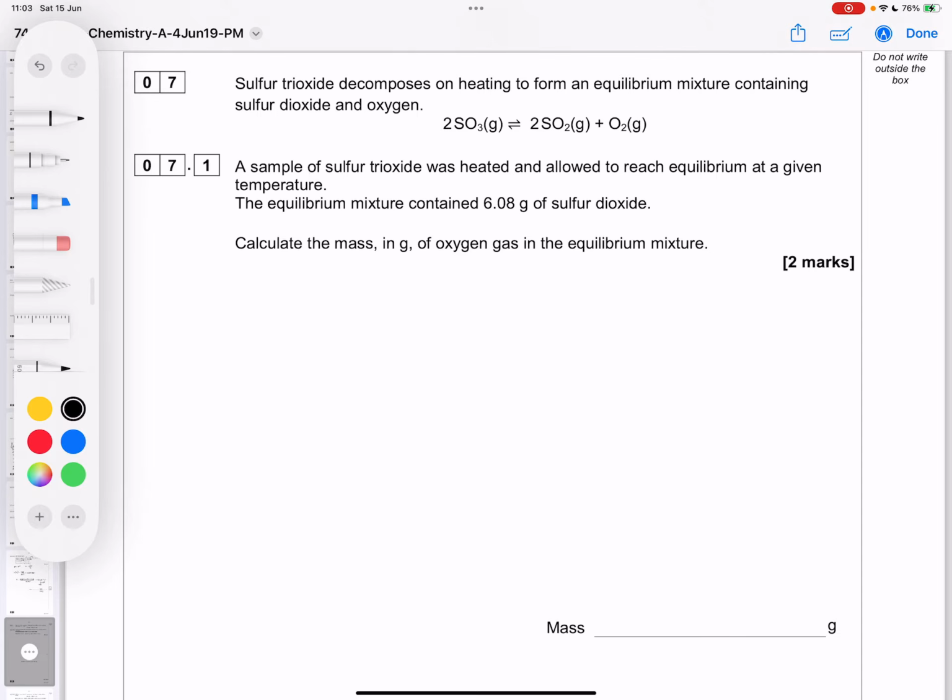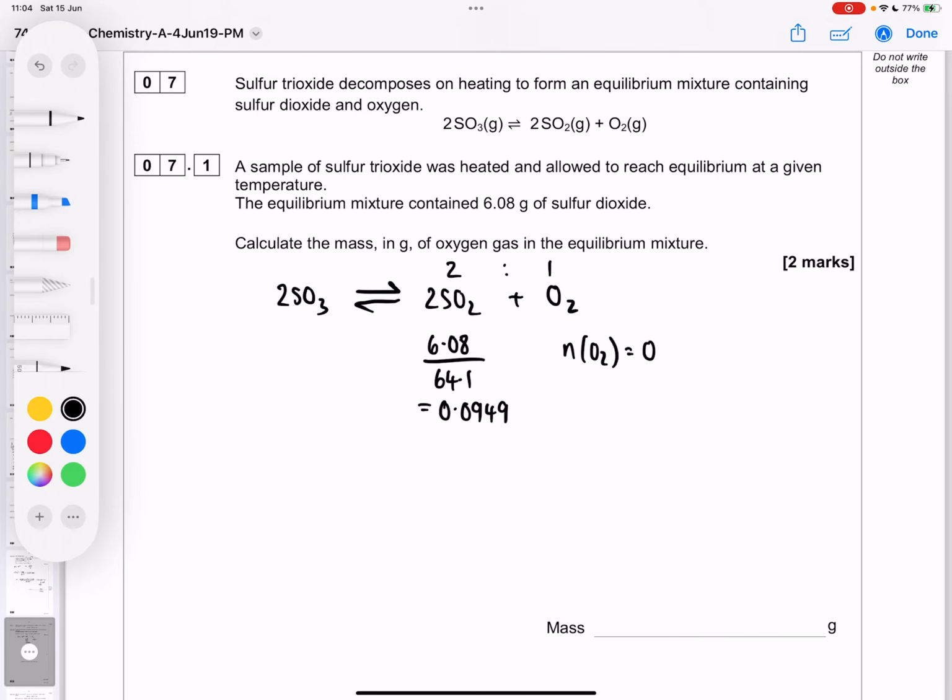So if we think about what's happening here, for every sulfur dioxide, we get half as much oxygen. So if we're getting 6.08 grams of sulfur dioxide, which has an Mr of 64.1, we can do that on our calculator into moles, 0.0949. Then we would get half as much because the ratio is 2 to 1. So the moles of oxygen would be this divided by 2.